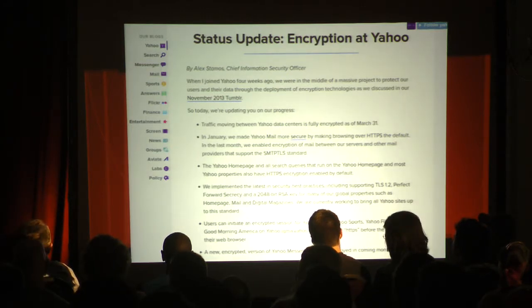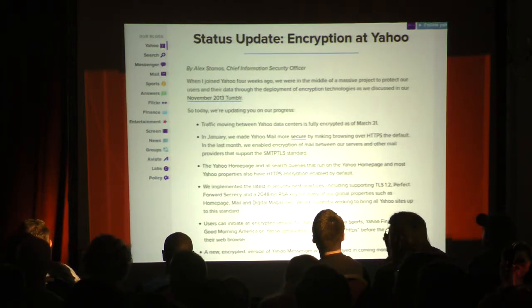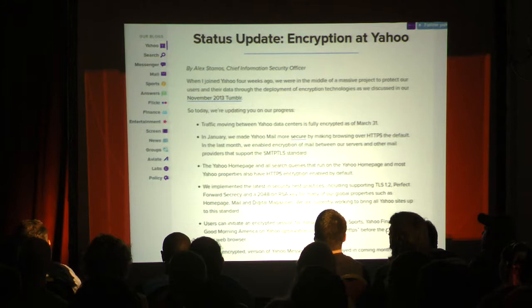We've seen large companies like Yahoo say pretty awesome things, like pretty large promises. And it's up to everyone here to remember that people like Yahoo have said this and hold them to it, because this is how we get things done, right? So they've said that traffic moving between Yahoo data centers is going to be fully encrypted, so that's in the past. It's already fully encrypted. They made Yahoo Mail more secure, HTTPS by default. Search queries will also have HTTPS by default.